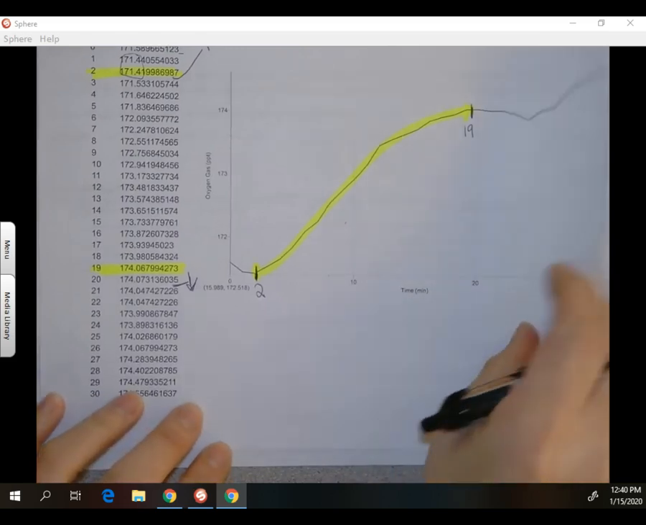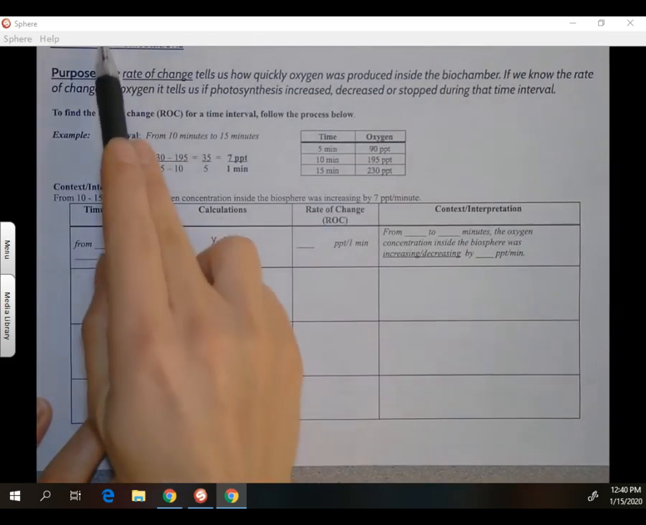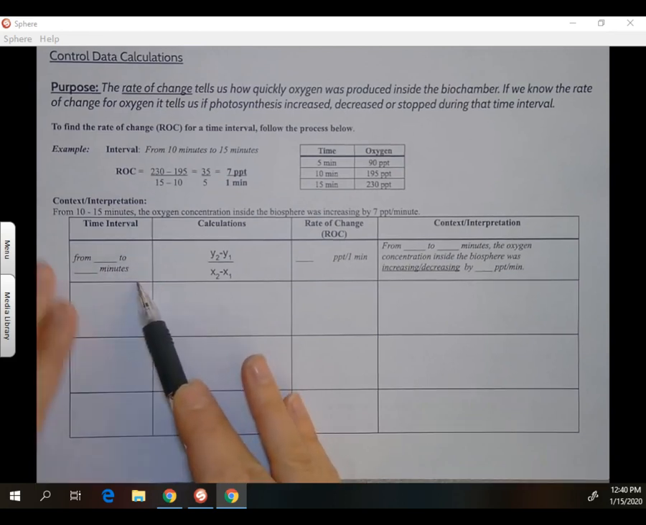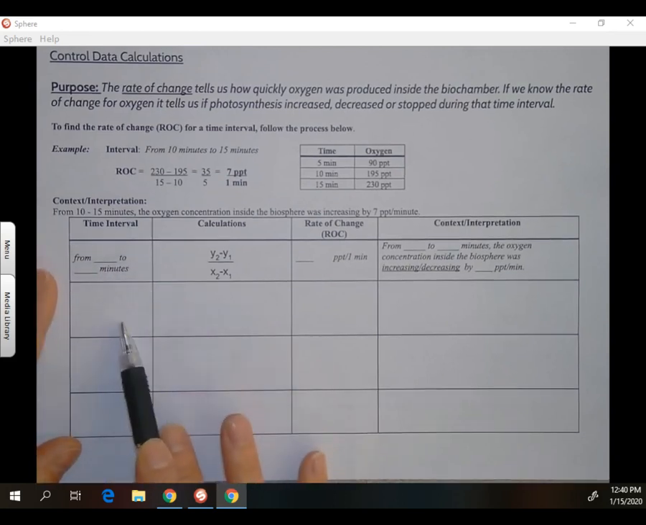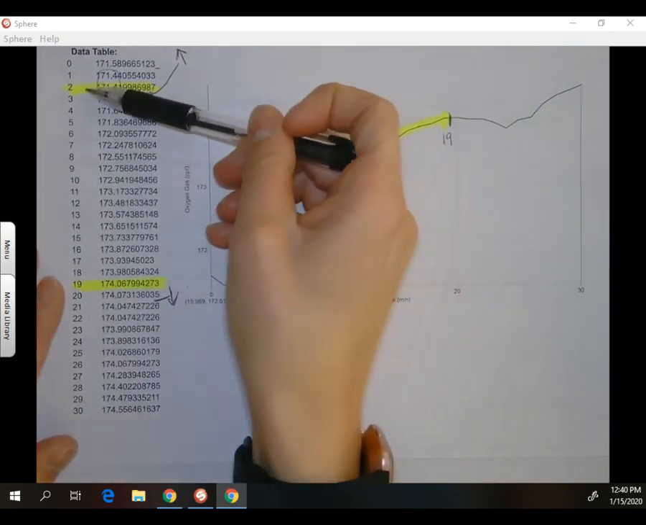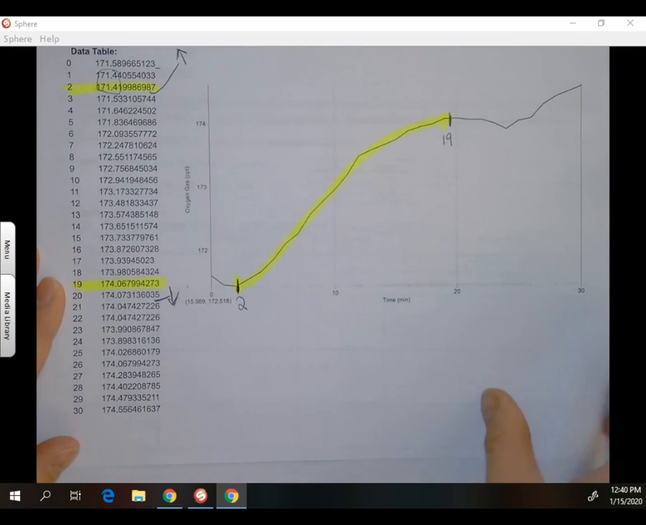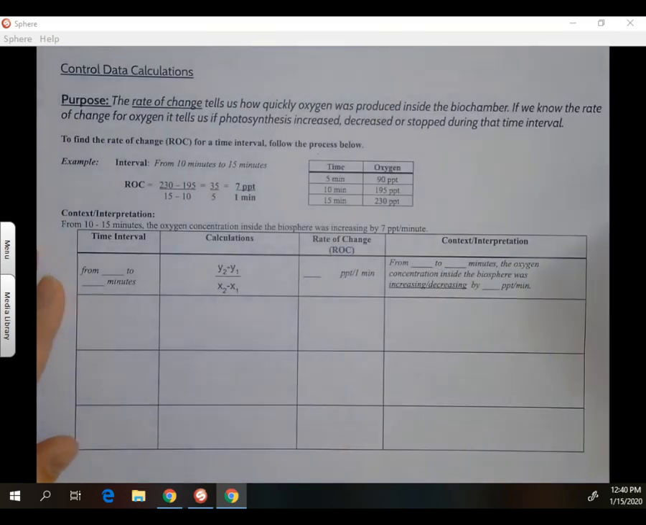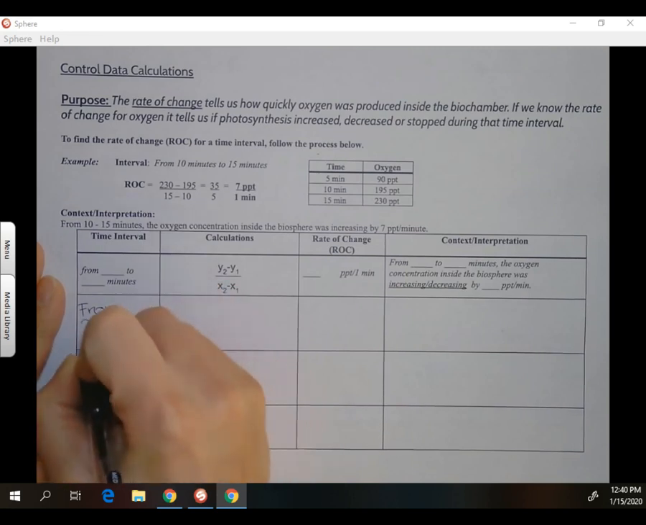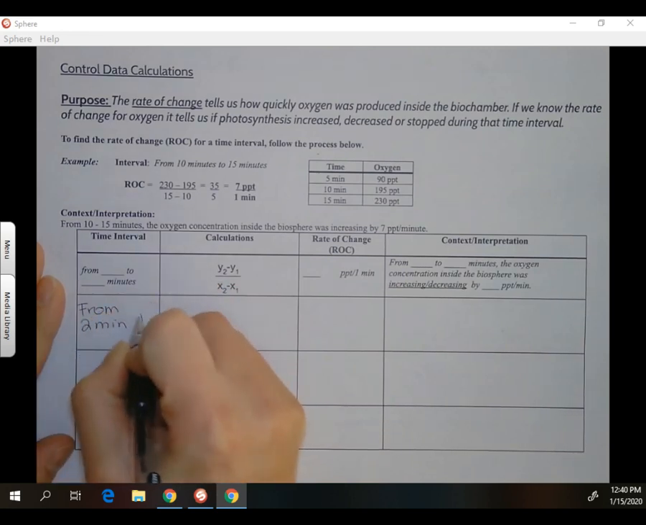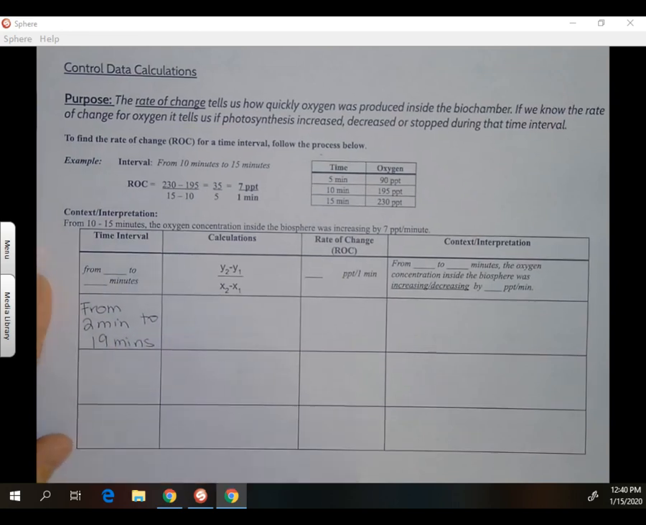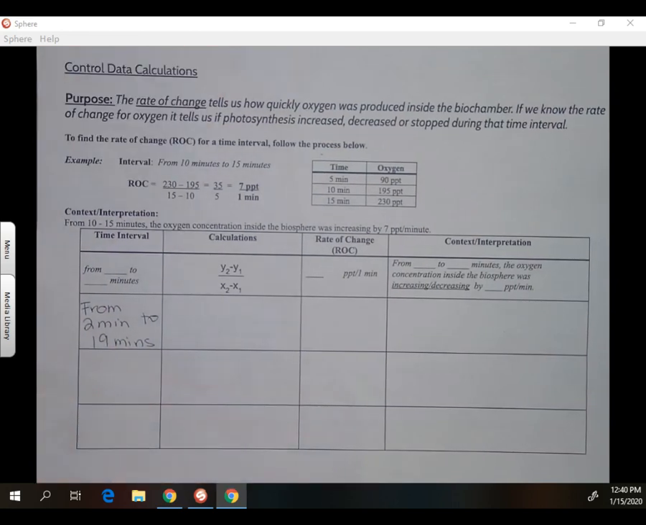the same page here. So when we're calculating our rate of change for our control data, we want to start with what time interval are we going to assess? So for the data that I shared with you guys, the time interval that I'm going to assess is from minute 2 to minute 19. So that's my first step here that I'm going to write in on the left. From 2 minutes to 19 minutes. That's the interval that I want to look at.